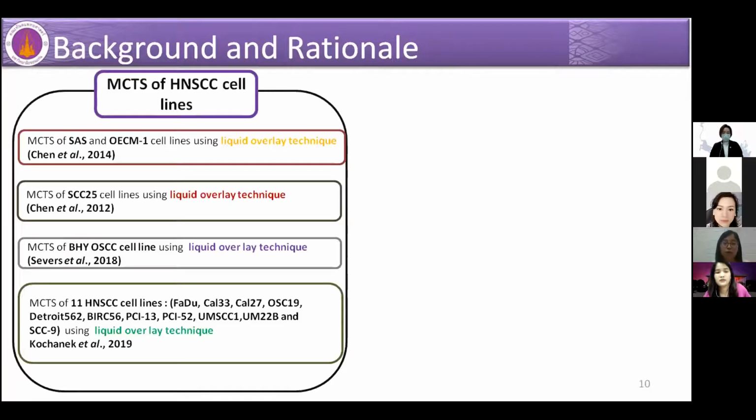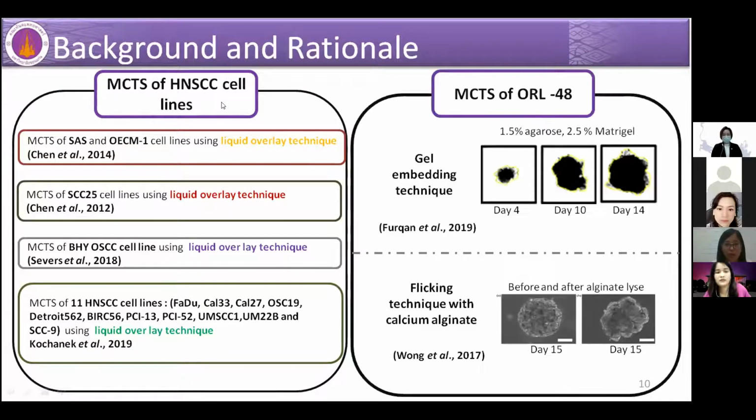And if you look at the literature, we can see that this paper used the liquid overlay technique to successfully grow the MCTS of head and neck squamous cell carcinoma cell lines. In particular, if you see ORL48, it is a human oral squamous cell carcinoma cell line. It has been grown with gel embedding technique and flicking technique. And there's another cell line called ORL136, and ORL136 and ORL48 are both oral squamous cell carcinoma cell lines. And in literature, they never grew spheroids of these 2 cell lines using the liquid overlay technique.